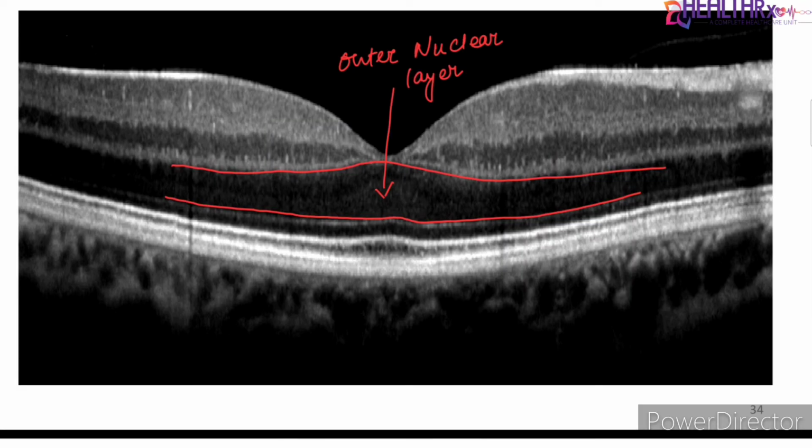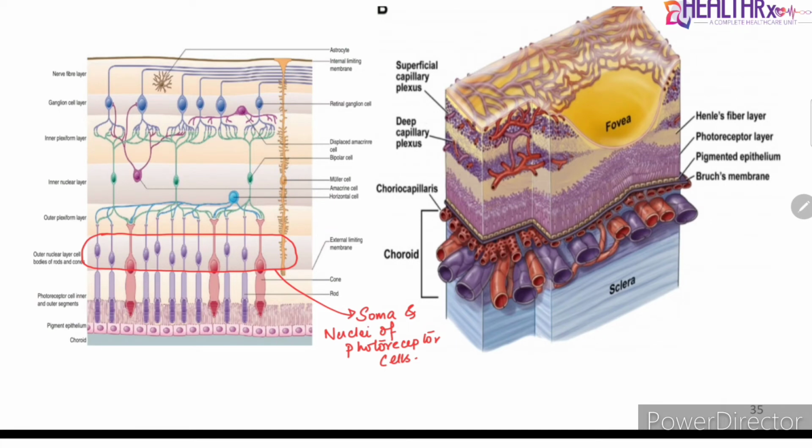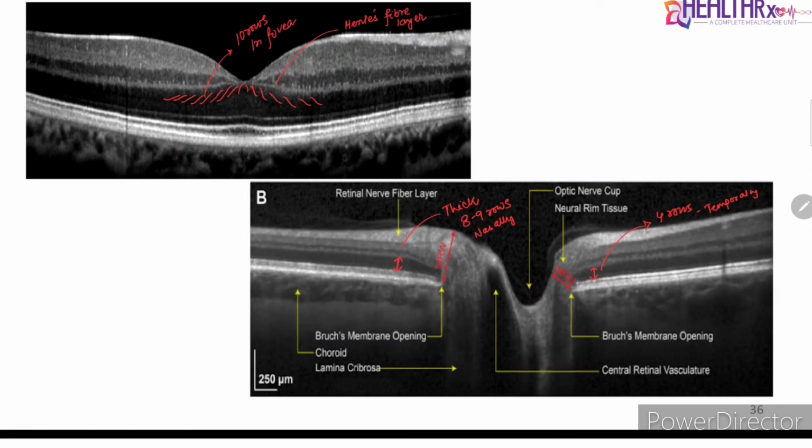The seventh layer is the hyporeflective outer nuclear layer, which lies internal to the external limiting membrane and contains the soma and nuclei of the photoreceptor cells. Nasal to the disc, the outer nuclear layer is thick and has 8 to 9 rows of nuclei. At the temporal disc, only 4 rows of nuclei are present, and in the fovea, the 10 rows of cone nuclei increase the width of the outer nuclear layer, known as the Henle's fiber layer.